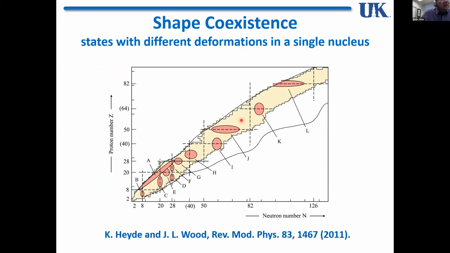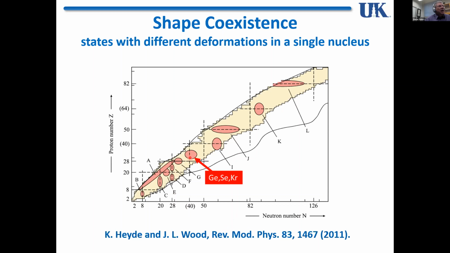Okay, with that, I'd like to just close by saying something about shape coexistence. Shape coexistence occurs when we have states of different deformations in a single nucleus. And the regions of shape coexistence from the review paper by Chris Heyde and John Wood are shown here. And the region we're interested in is the germanium, selenium, krypton region shown there. Shape coexistence in this region has been known for roughly 50 years.